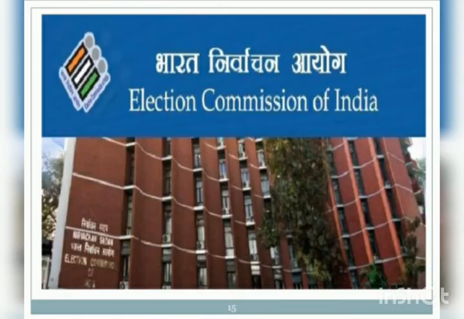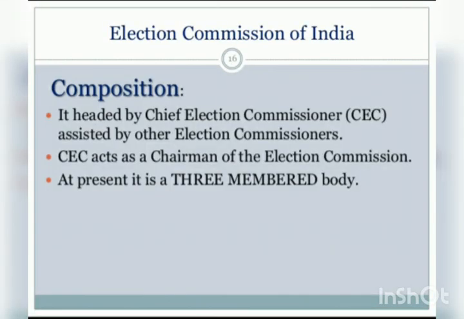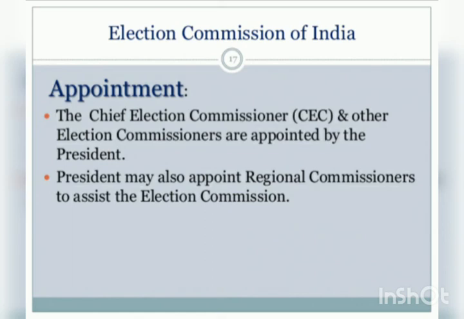Here is the picture of the Election Commission of India. Now we are going to discuss the composition of the Election Commission. It is headed by the Chief Election Commissioner, assisted by other election commissioners. The Chief Election Commissioner acts as the chairman of the Election Commission. At present, it is a 3-membered body. Now we are going to discuss the appointment of the Election Commission. The Chief Election Commissioner and other election commissioners are appointed by the President. The President may also appoint regional commissioners to assist the Election Commission.